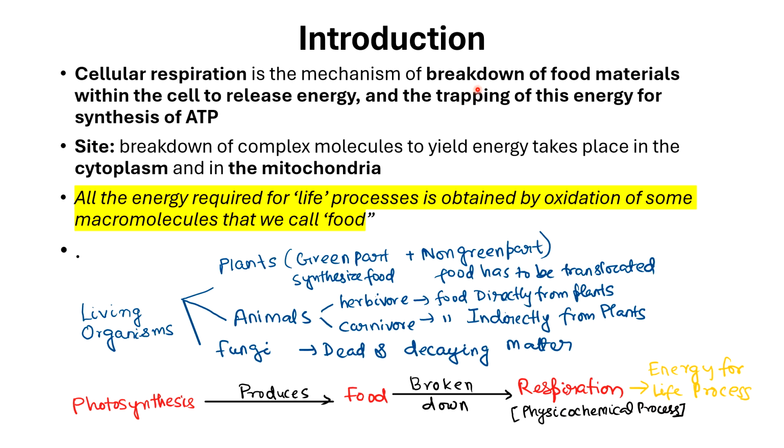Now the process in which the food material is broken down and energy is released is called cellular respiration. Is that clear? Now this energy which is released in respiration is not just released as heat, but it is trapped in the form of high energy molecules or ATP.